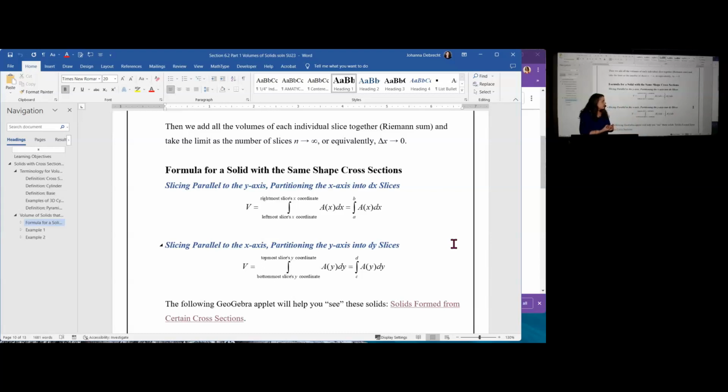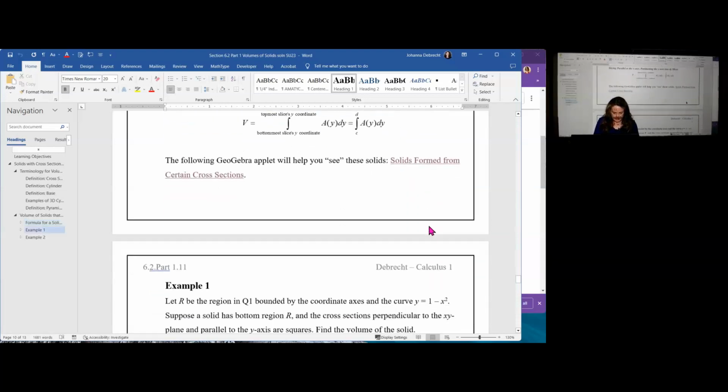We can also integrate with respect to y by going from the bottommost slice's y-coordinate to the topmost slice's y-coordinate. Then we have to think of the area of the cross-section in terms of y and integrate with respect to y. Let's go ahead and take a look at an example now.